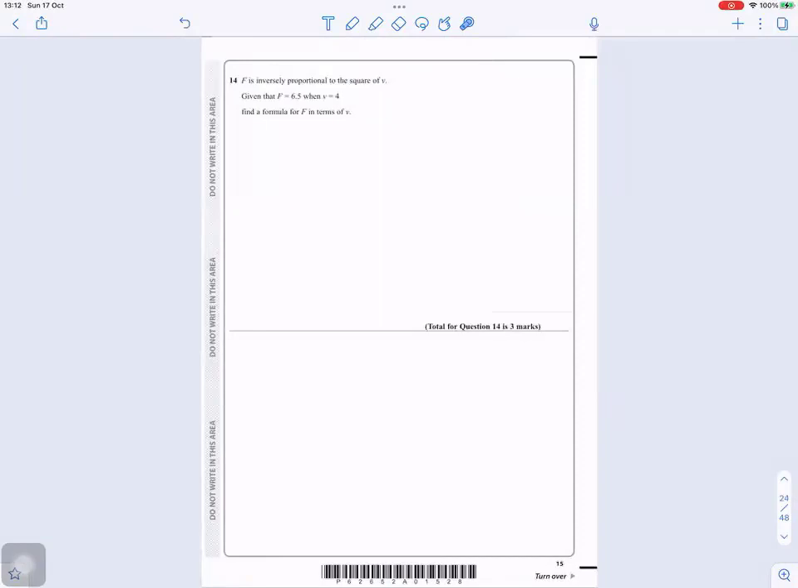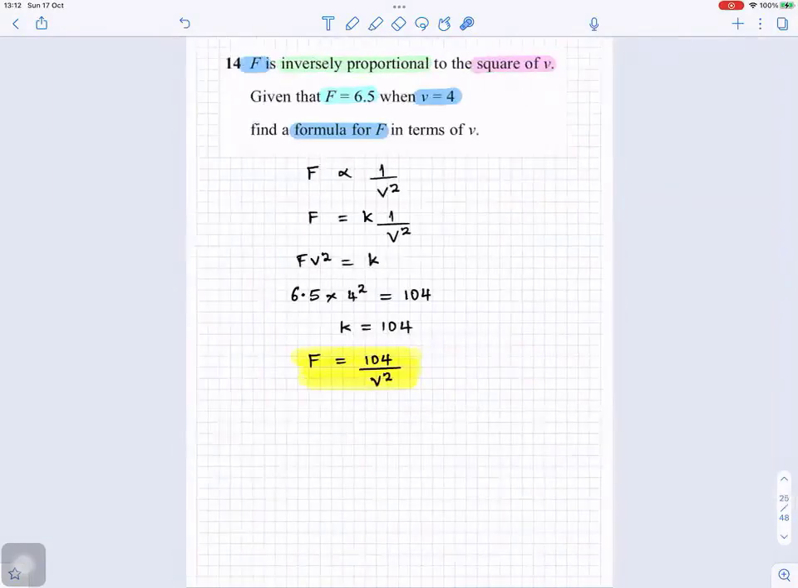Question number 14. F is inversely proportional to the square of V. Given that F is equal to 6.5 when V is equal to 4, find the formula for F in terms of V. So F is inversely proportional, so you put 1 over V squared. Inversely means 1 over the square of V. Replace proportional with equals K. So F equals K times 1 over V squared.